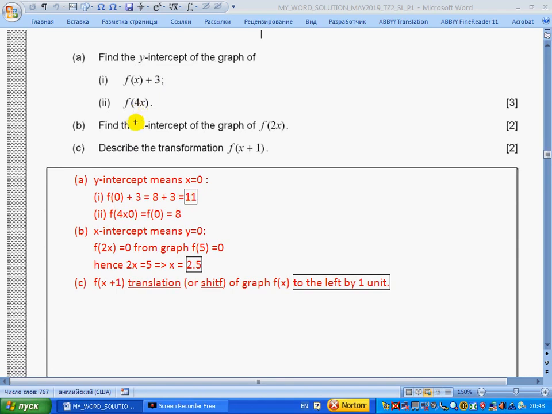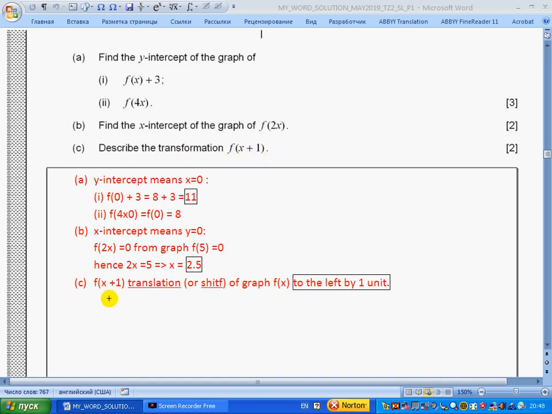The same for this function: x equals 0, f of 0 equals 8. So found. Find the x-intercept of the graph of f of 2x. The x-intercept means y equals 0, so we need to find when f of 2x equals 0. But from the graph we know that f of 5 equals 0, so it means that 2x equals 5. x equals 2.5. Describe this transformation: f of x plus 1.